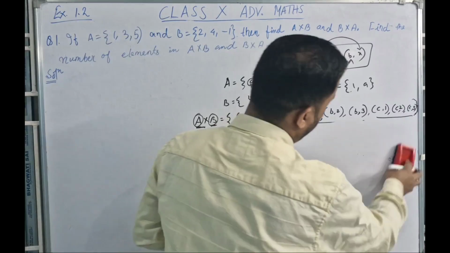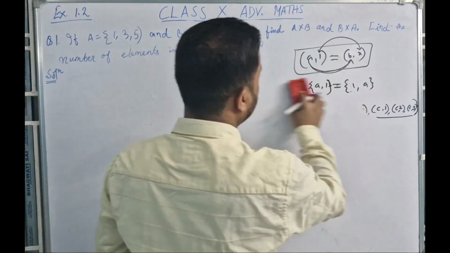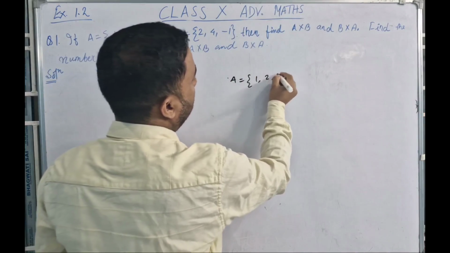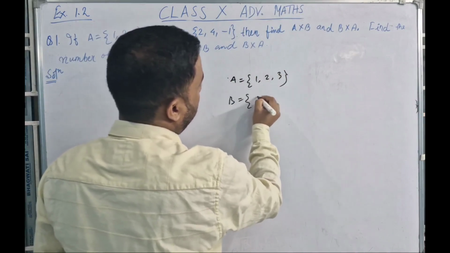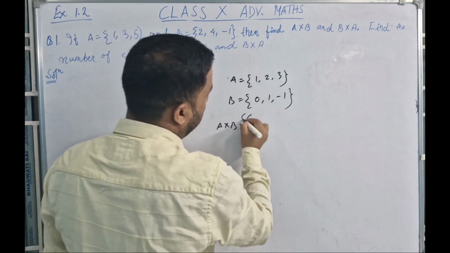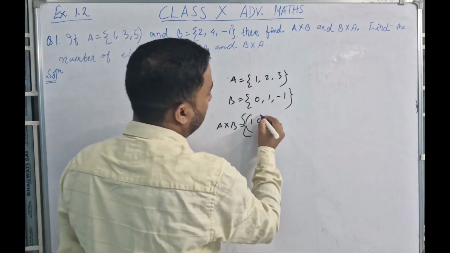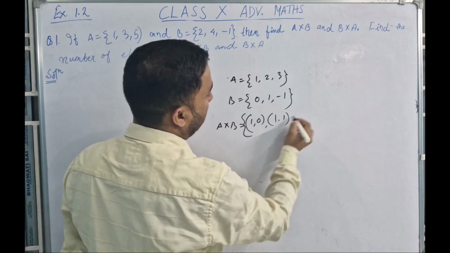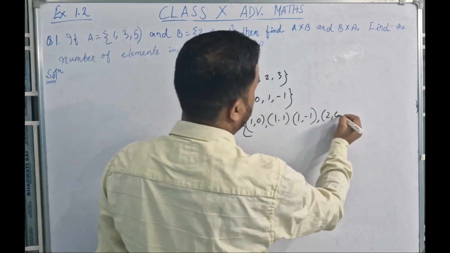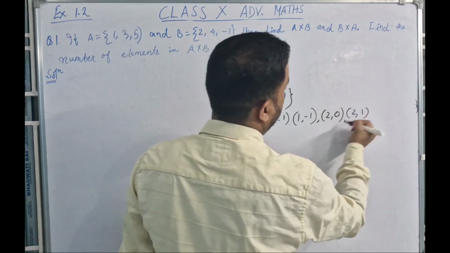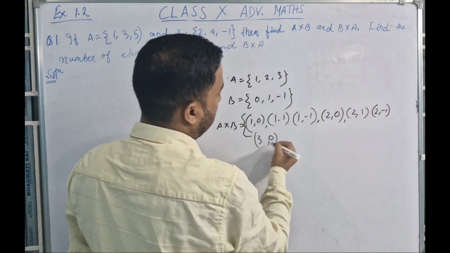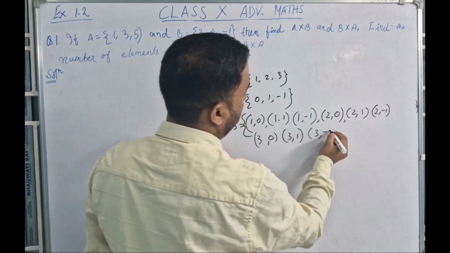Another thing you have to write: if the elements are some numbers, say A is 1, 2 and 3, and B is a set with 0, 1 and -1, then if I find A cross B, the ordered pairs will be (1, 0), (1, 1), (1, -1). Then for 2 also we will have (2, 0), (2, 1), (2, -1). For 3 also we have (3, 0), (3, 1), (3, -1).